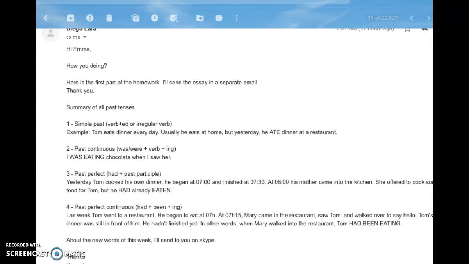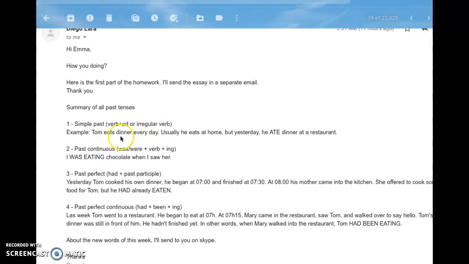So this is the summary of all past tenses. Okay. The simple past, we can have regular or irregular verbs. Regular verbs, we just add -ed, but unfortunately, they don't have just one pronunciation. Next, the irregular verbs, well, we just have to learn them.